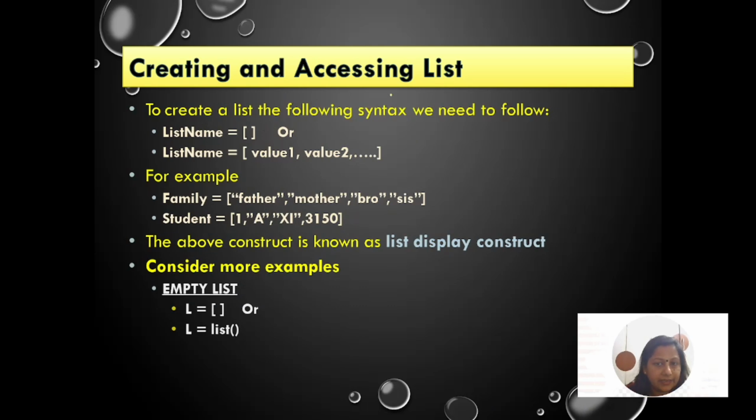The next one is creating and accessing a list. For example, as I told you, when you create a list, first you can mention an empty list. This is one method: you give the list name equal to an empty list, or directly you create the list name equal to values that you give inside the square brackets. So either way you can give it. Okay, so these are the examples. I have created the list family, and it will accept all strings as a data type. Another one I have created is student, which accepts mixed data types. And the above construct we call a display construct.